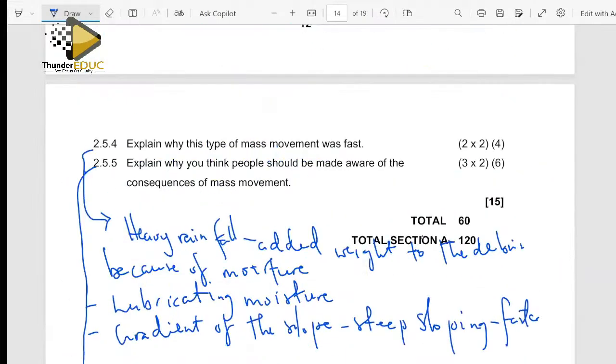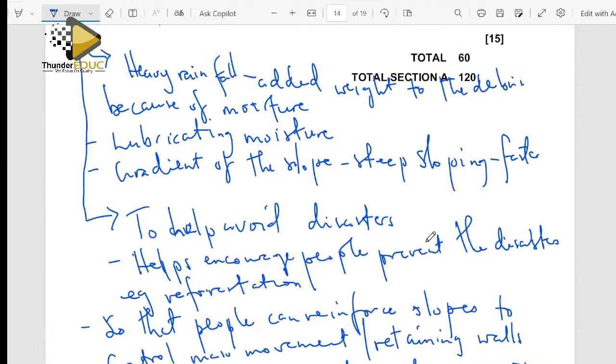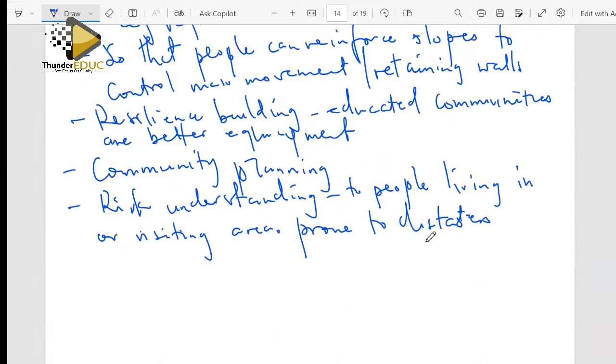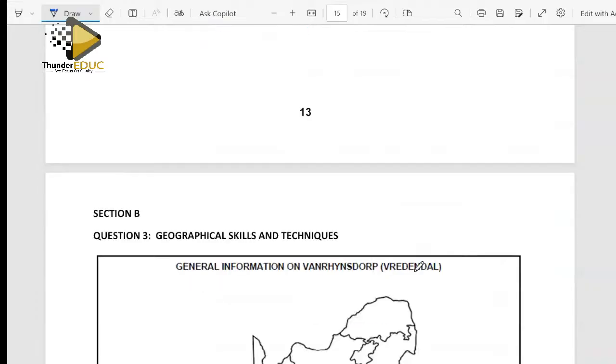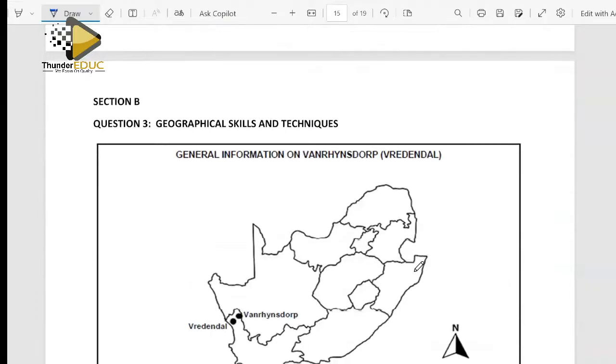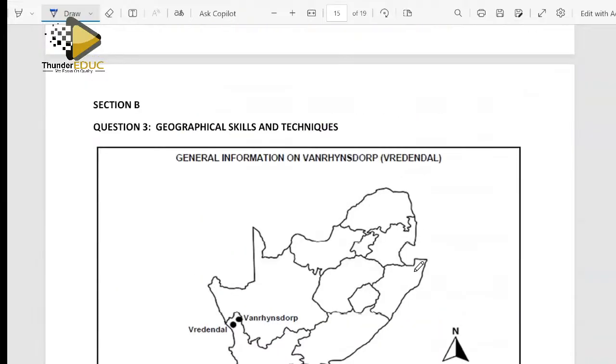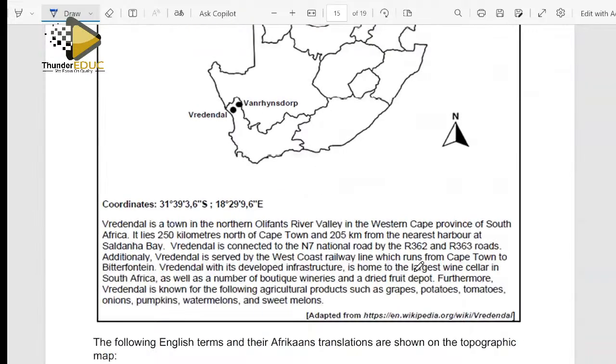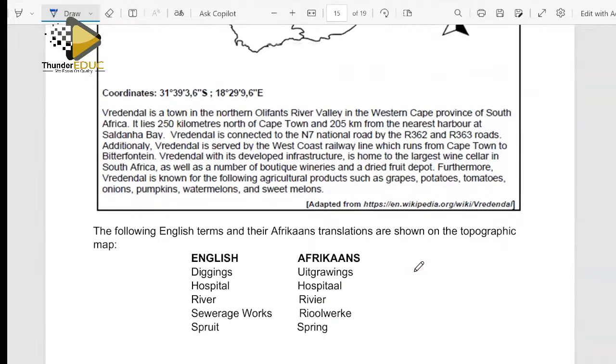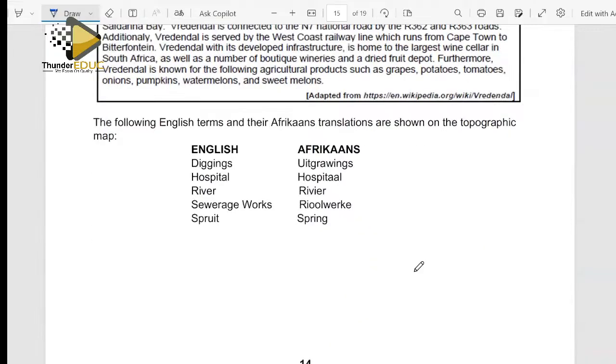That was the last question of the geomorphology or the theory section. Then we move on to our memo equation. The memo equation is based on the map of Vredendal. Right. That is map information. Vredendal is a town in northern Oliphant River Valley in Western Cape Province of South Africa. Wherever the information is there, you can read it through. Right.